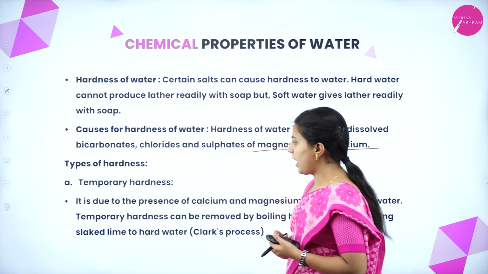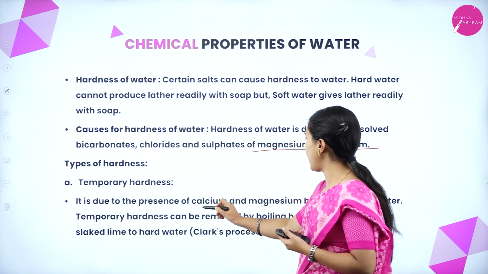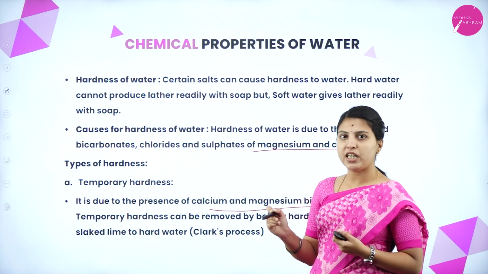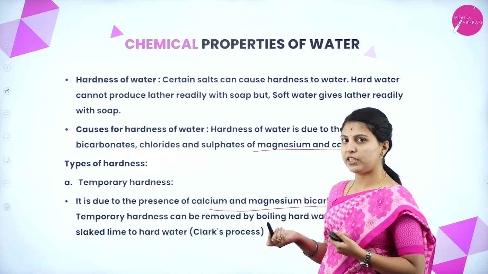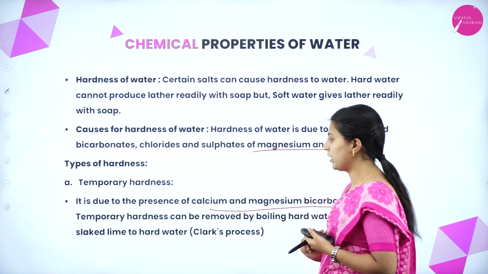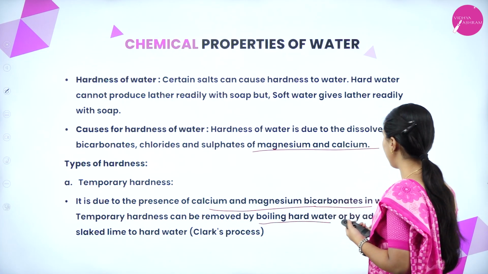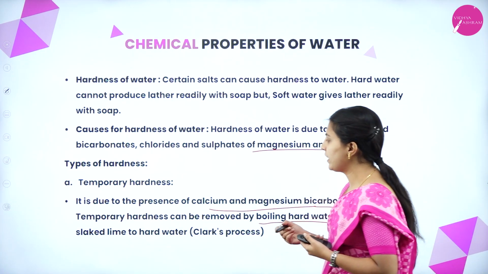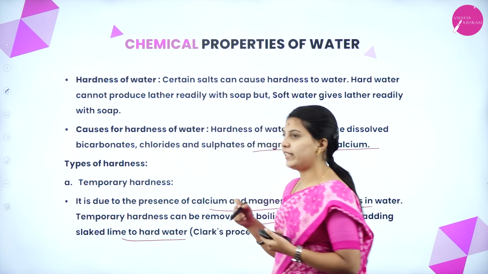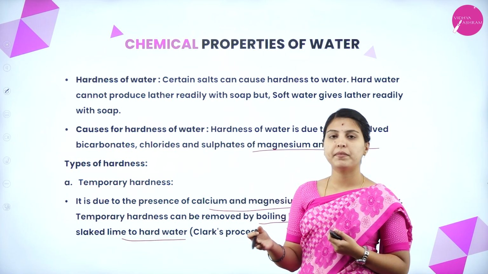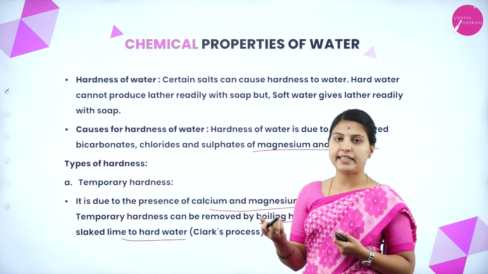First we will see temporary hardness. It is due to the presence of calcium and magnesium bicarbonates in water. Whenever the bicarbonates of calcium and magnesium are present in the water, that leads to temporary hardness. Temporary hardness can be removed by boiling hard water or by adding slaked lime to hard water. It can be removed because it is temporary, right? It will be removed by boiling or by adding slaked lime.